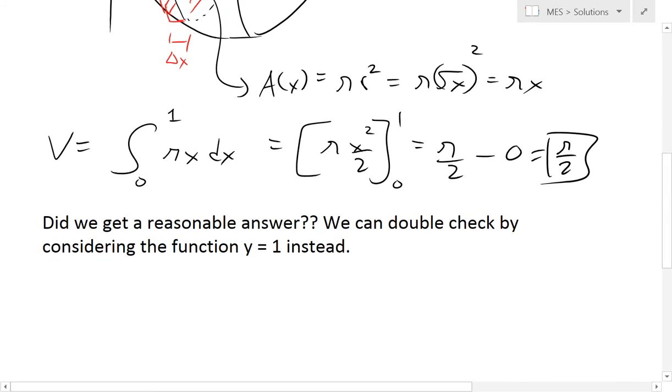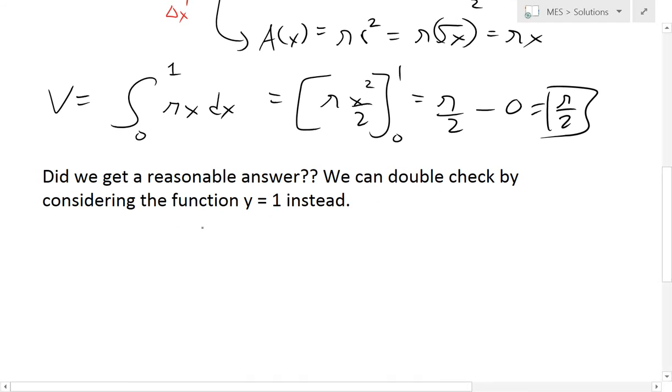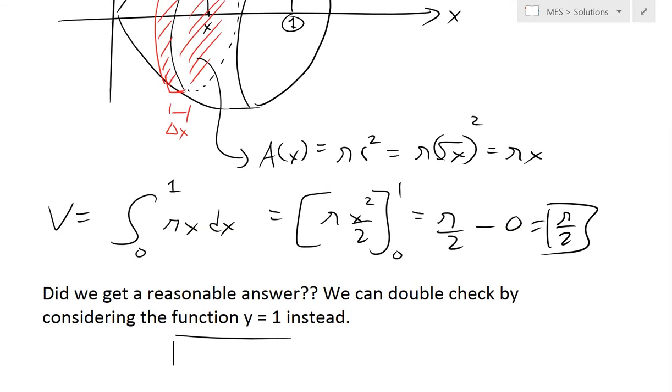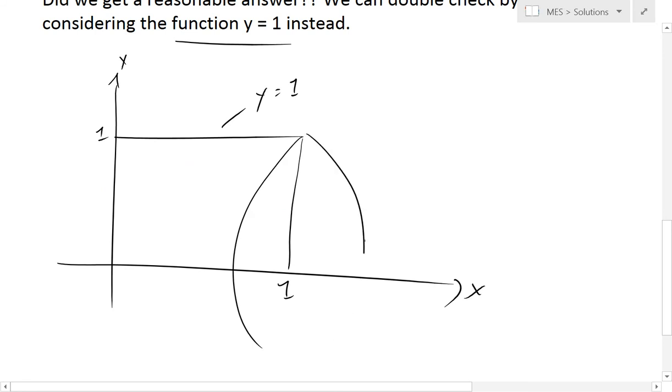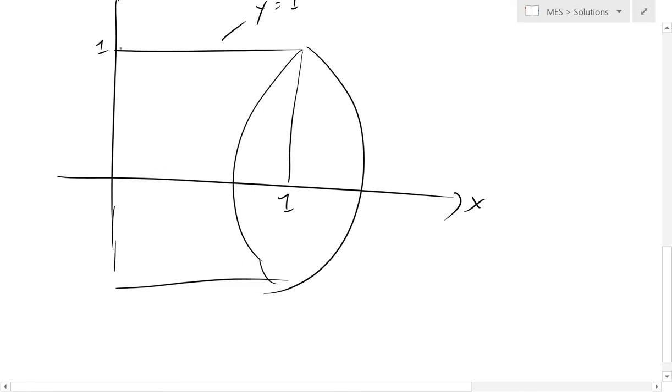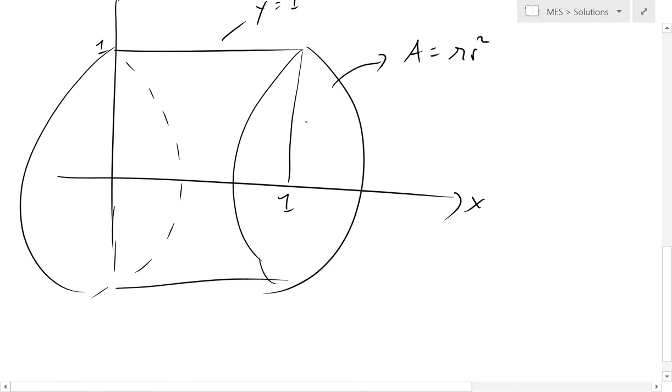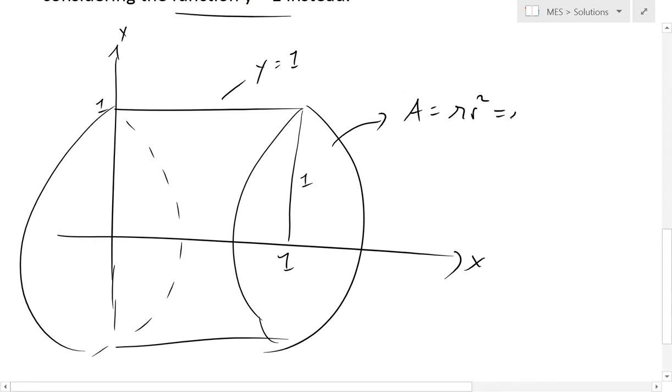Now we got this answer, but the question we can always ask ourselves is, did we get a reasonable answer? In this case, we can quickly double check by considering the function y equals 1 instead. It looks something like this. This is y, this is x. Just draw a horizontal line at 1. This is just y equals 1. If we rotate this whole thing, we now have a constant area across the entire thing, and the area is pi r squared. In this case, our radius is always 1, so it just equals pi.